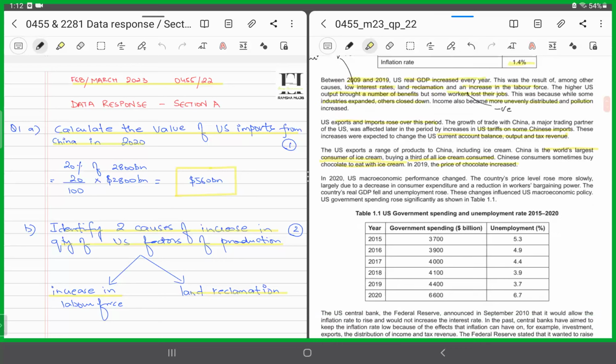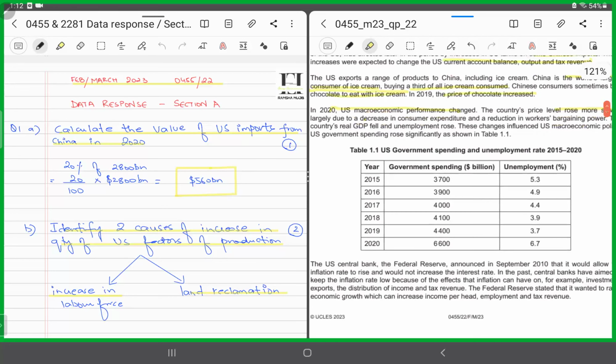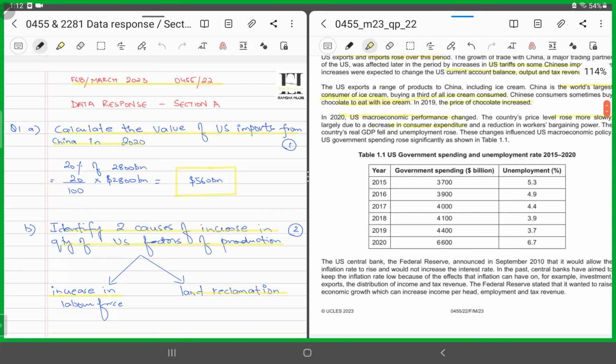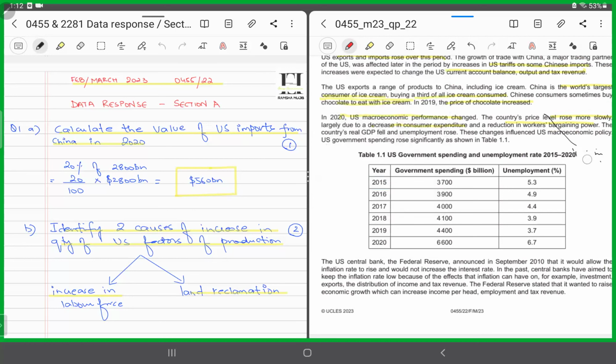In 2020, US macroeconomic performance changed. The country's price level rose more slowly, largely due to a decrease in consumer expenditure and a reduction in workers' bargaining power. So now they are saying that the price level is what? It's the inflation rate. The inflation rate rose more slowly due to a decrease in consumer expenditure. That means consumer spending fell, and there was a reduction in workers' bargaining power, right?